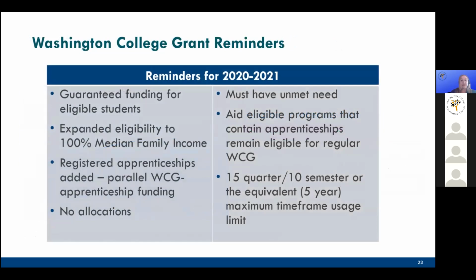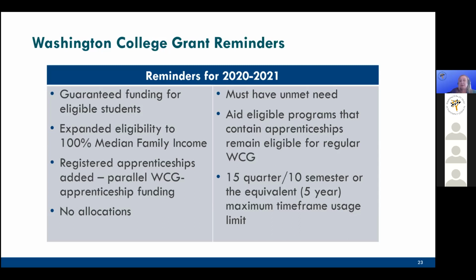Just as a reminder, moving forward, everything from the 2021 year that was implemented keeps moving forward. It's guaranteed funding for eligible students, and expanded eligibility went up to 100% MFI, the median family income. Registered apprenticeships are parallel with the Washington College Grant apprenticeship funding. And the best thing was nobody got allocations this year. Everybody just got to pay their students.